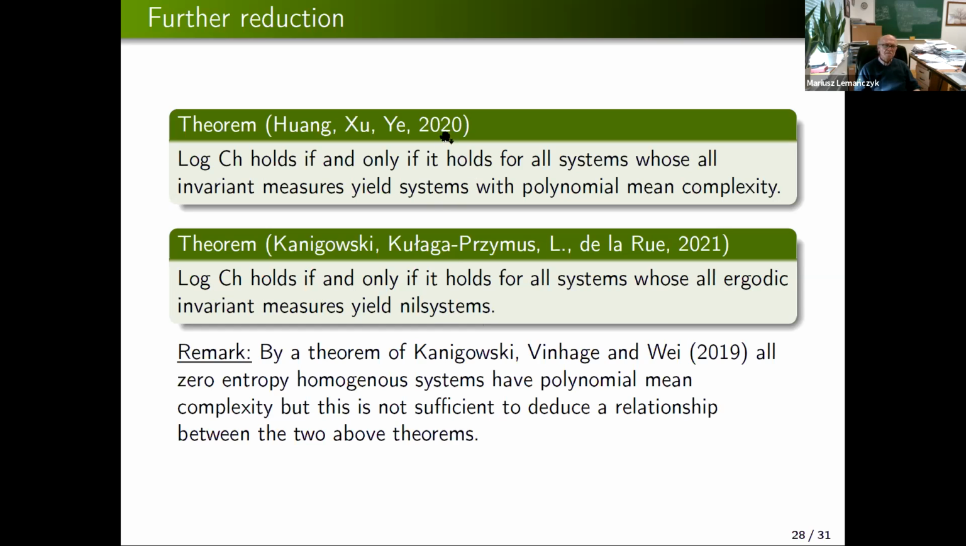So it seems that there are some relations between these theorems. This theorem is by Adam Kanigowski, Joanna Kułaga-Przymus, myself, and Thierry de la Rue. But if you go back two years before, there was a theorem by Kanigowski and his collaborators: all zero entropy homogeneous systems, I mean if you think about quotients of Lie groups via lattices, they all have polynomial mean complexity.